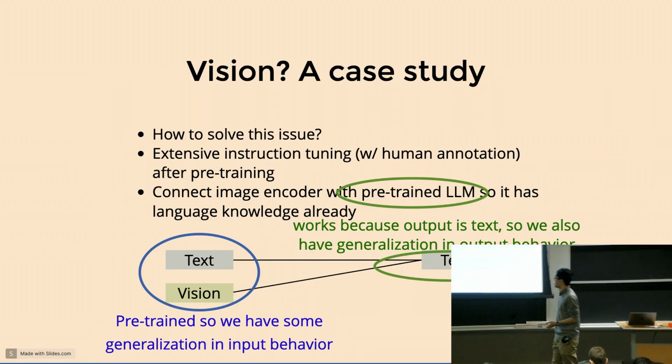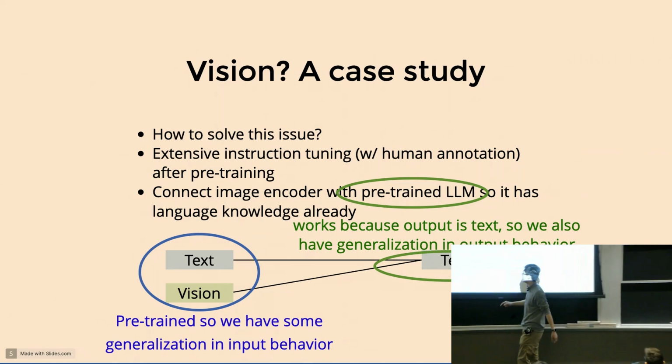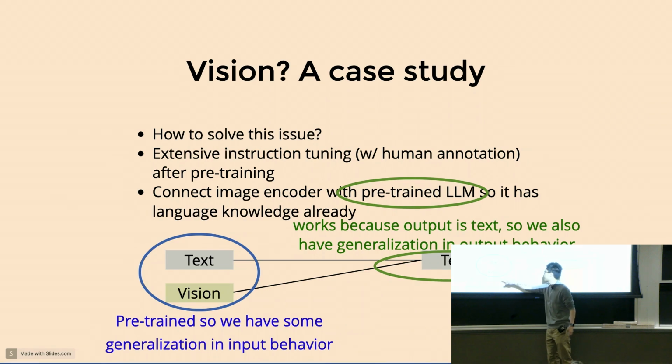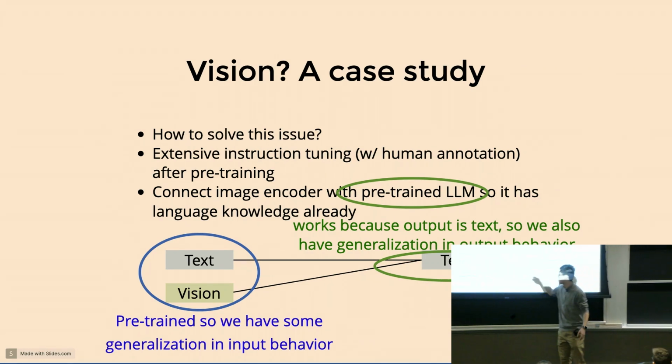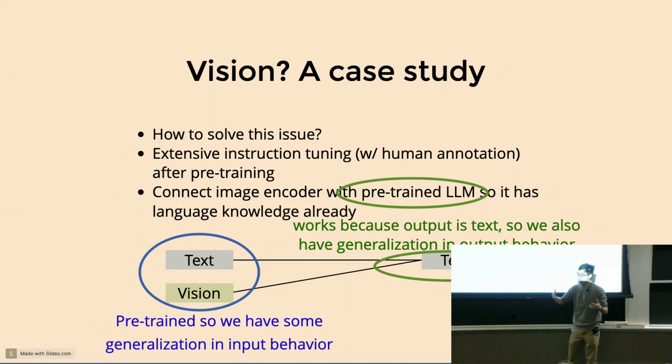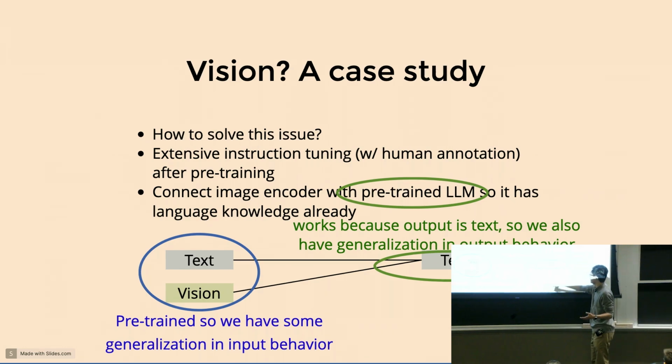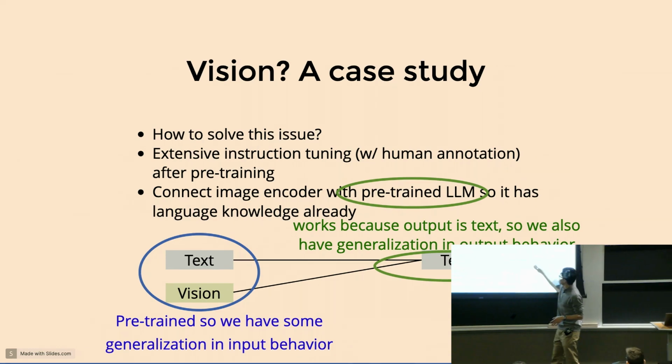And why is that? If you look at the input behavior here, we use a pre-trained encoder for text and a pre-trained encoder for vision, and they all incorporate useful representations already. They are trained on large-scale internet data, so they have some generalizing capability. If you look at output behavior here, you use a pre-trained large language model, which is pre-trained to output text, right? And it works here because output is text, so we have generalization in output behavior as well. It's an initial pre-trained language model.